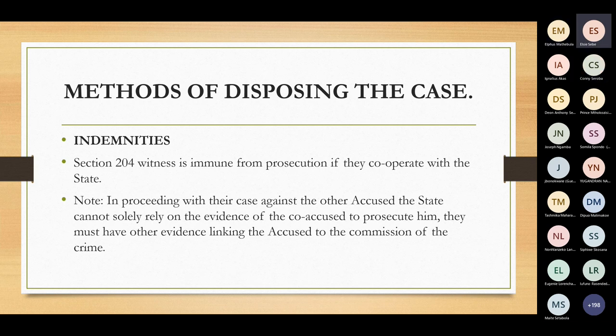But I think if you are saying, can a 204 witness be a main accused, or can it only be a co-accused? It can be any accused, whether it's accused number one or accused number four. It can be anyone who can help the state with their case to prosecute the case against their fellow accused. So it can also be a main accused, if that's what you were asking.